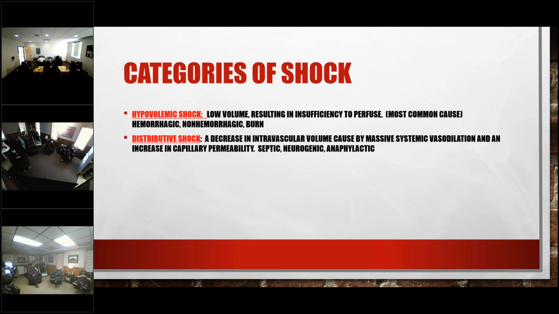Next, with distributive shock, this is going to specifically affect the vessel tone that makes perfusion proper. And so with septic shock, we have a massive infection that affects the entire body. And as a result of that infection, the cell permeability is lost and we start to see our cells basically expand and explode. And then that's going to interfere with our vessel tone as well. We're going to have massive vasodilation, so that blood pressure is really going to go down significantly.